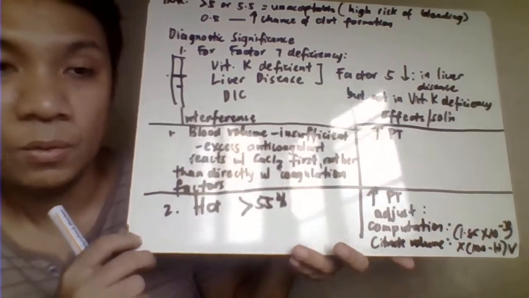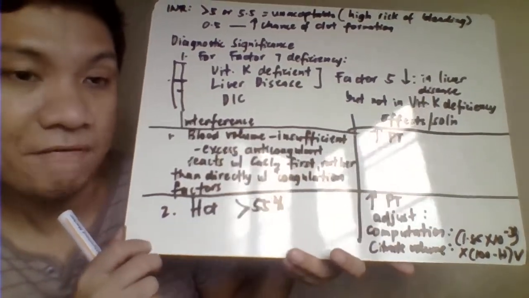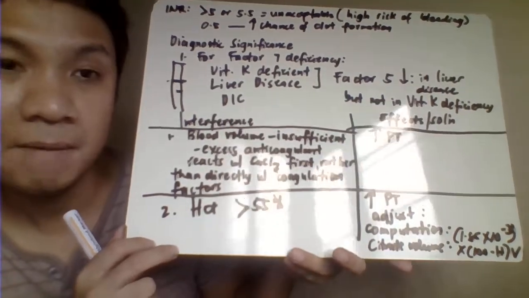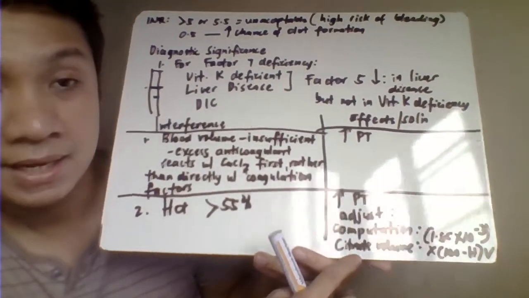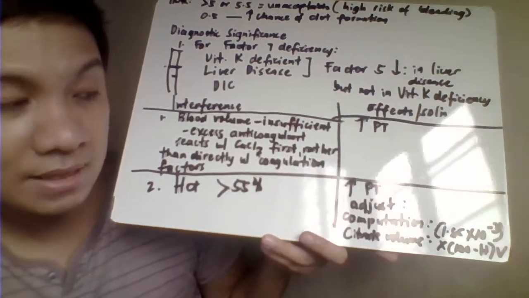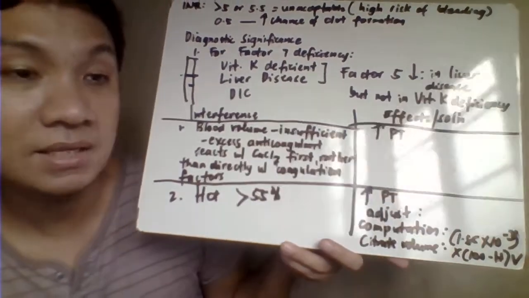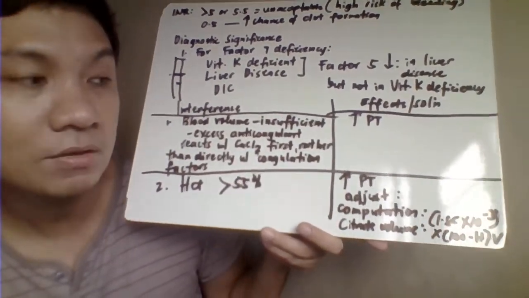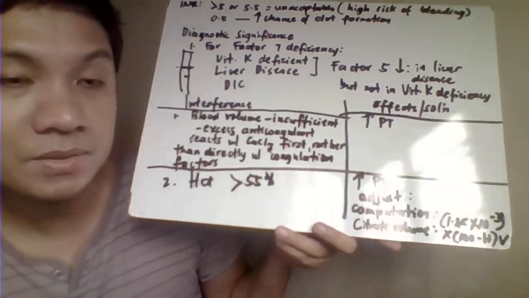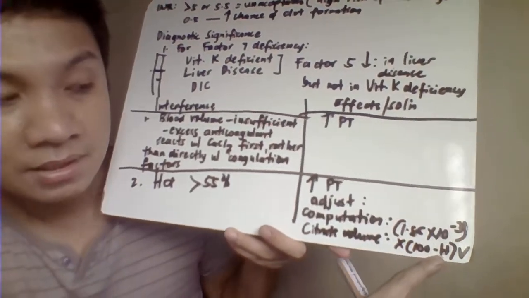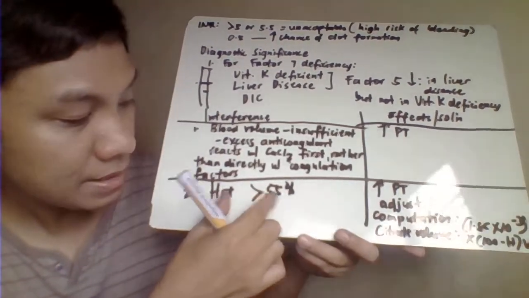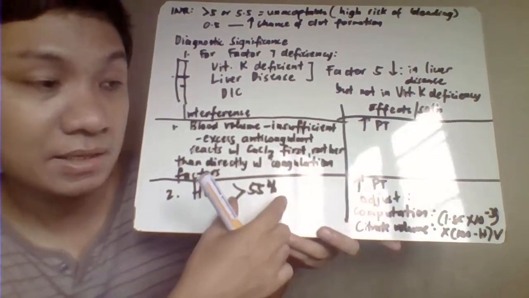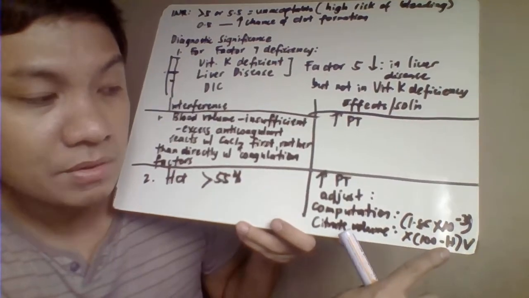Another one, when the hematocrit of the patient is more than 55%, sobrang lapot ng blood ni patient, so you need to adjust for the volume of the citrate. Okay, so volume of the citrate, how are we going? We have the formula for that. So that's 1.85 times 10 to the negative 3 times 100 minus the hematocrit of the patient, it's a percent ito. Basta dapat more than 55%, so like 60%, 100 minus 60.